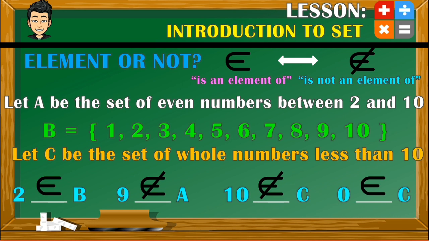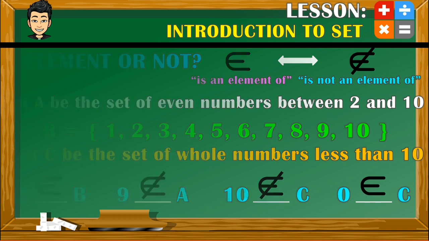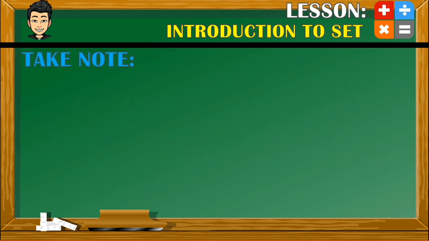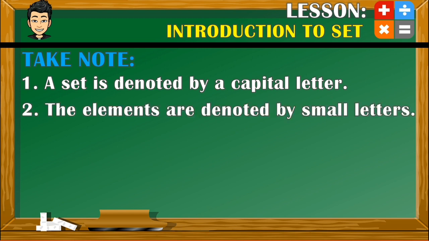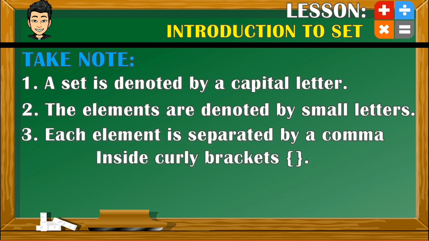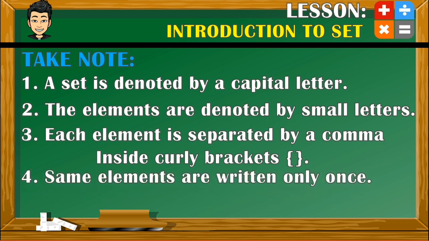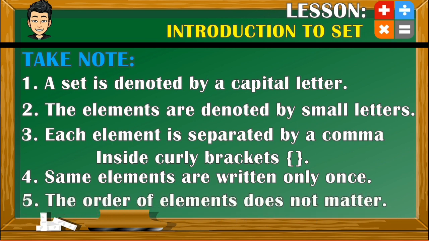So those are the basic ideas about set. Before we end our video, take note of the following. A set is denoted by a capital letter. The elements are denoted by small letters. Each element is separated by a comma inside curly brackets. Same elements are written only once. And the order of elements does not matter.